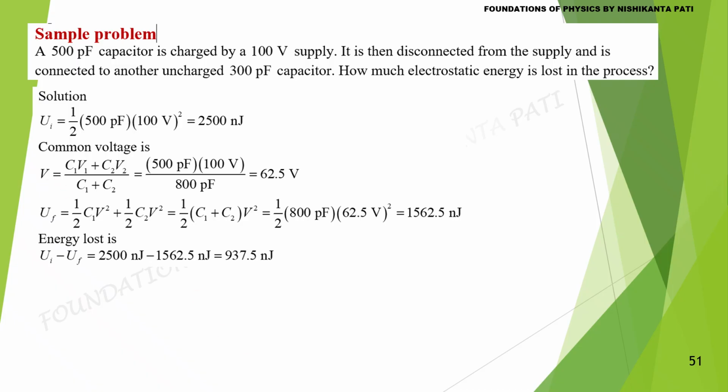So how are the two capacitors joined? The two capacitors are joined this way. This is one capacitor. This is the other capacitor. Then we join by the wires. So the two capacitors have a common voltage V.